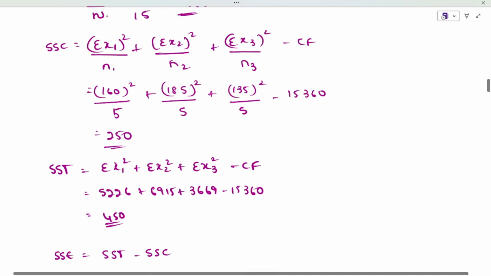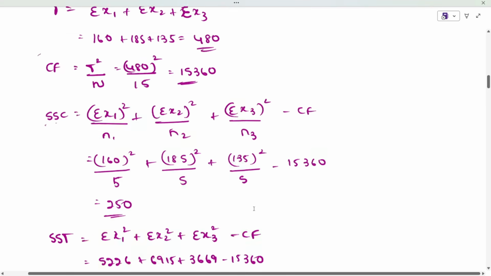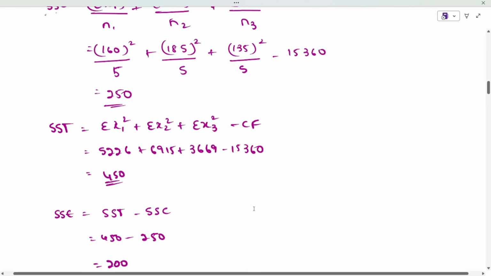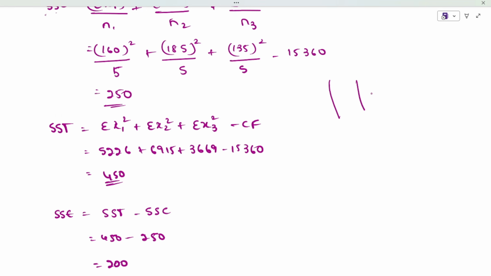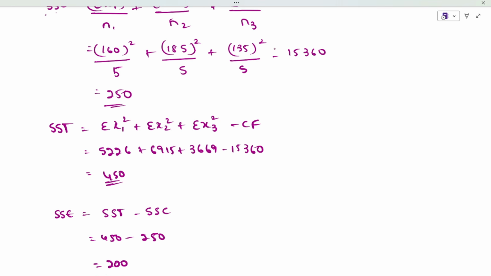Now SSC is the sum of squares for columns. That is the summation of x1 squared, x2 squared, x3 squared divided by 5. Here you have found out 160, 185 and 135. You have to square these and divide by 5, because each column has 5 elements. Next you subtract the correction factor, which you found in the previous step. You will get 250. This is one method of finding the SSC, that is for columns.